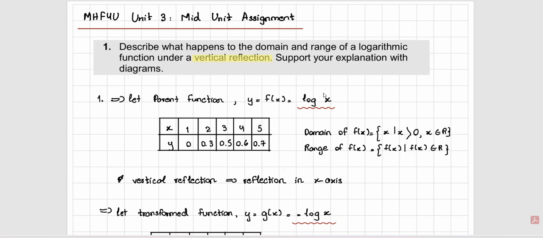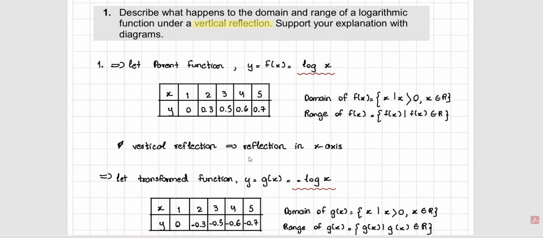This is my presentation for the solution for MHF4U Unit 3 mid-unit assignment. For question 1, describe what happened to the domain and range of logarithmic functions under a vertical reflection. Support your explanation with diagrams. From the question, we need to know that vertical reflection is the same as the reflection in the x-axis.